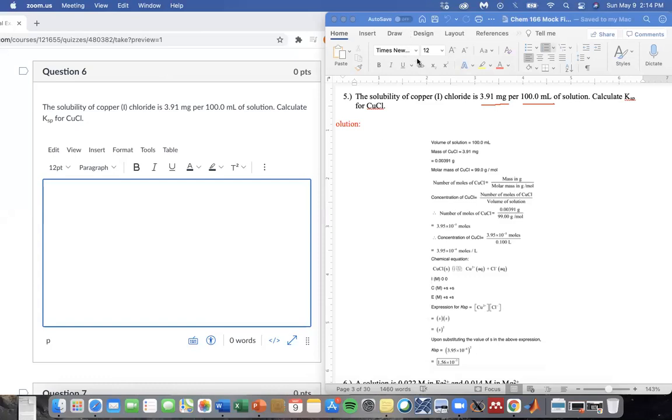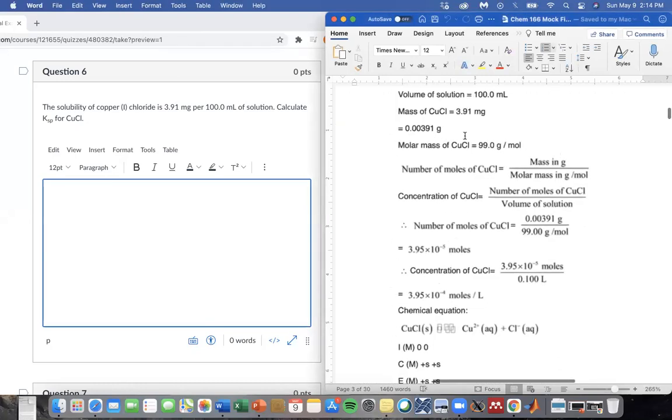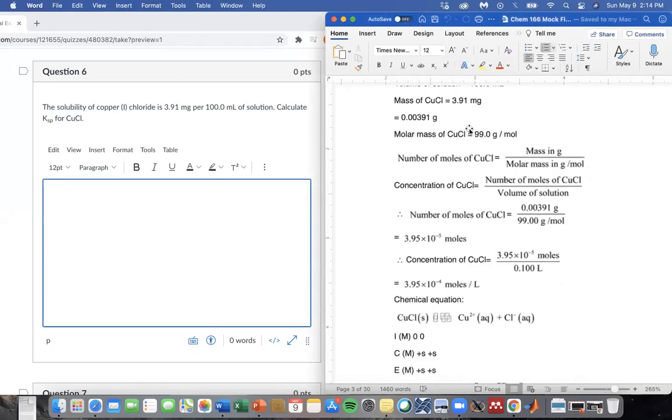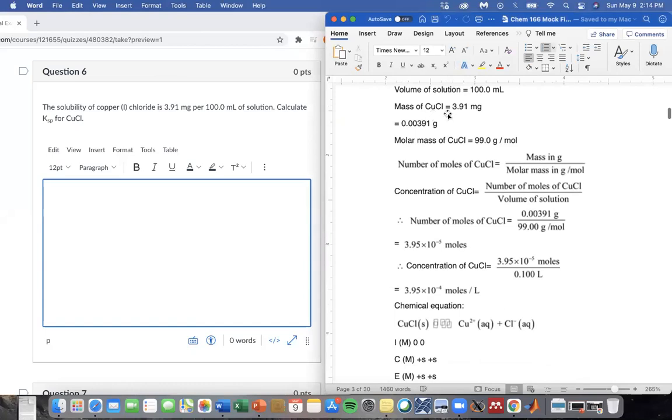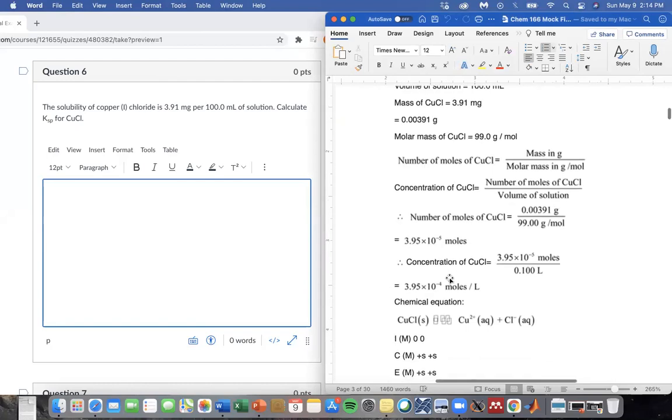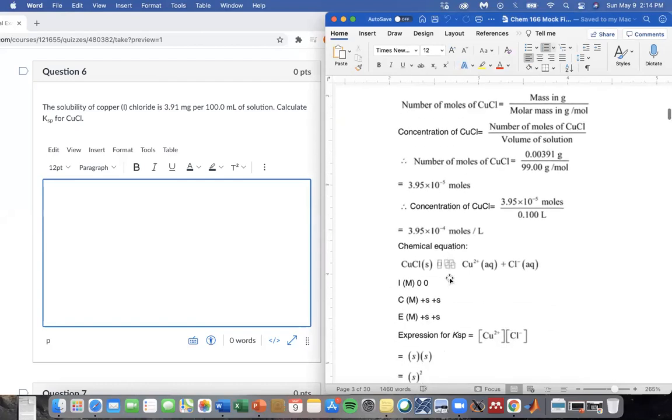So if we start off by solving for the molar solubility in terms of concentration, you're told that your volume was 100 milliliters, so to convert that into liters, it would be 0.1 liters. Your mass of CuCl is 3.91 milligrams. Again, you have to convert that into grams in order to convert to moles. And if you find the molar mass of CuCl, it's 99 grams per mole. When you actually do the calculation, you should get 3.95 times 10 to the negative fifth moles of CuCl.